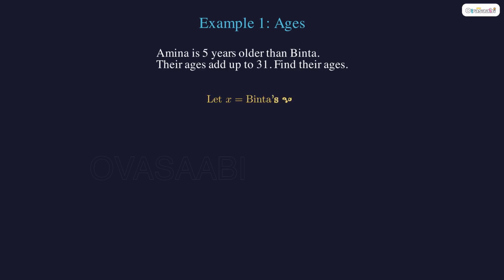Example 1. Amina is 5 years older than Binta. Together their ages are 31. Let Binta's age be x. Then Amina's age is x plus 5.